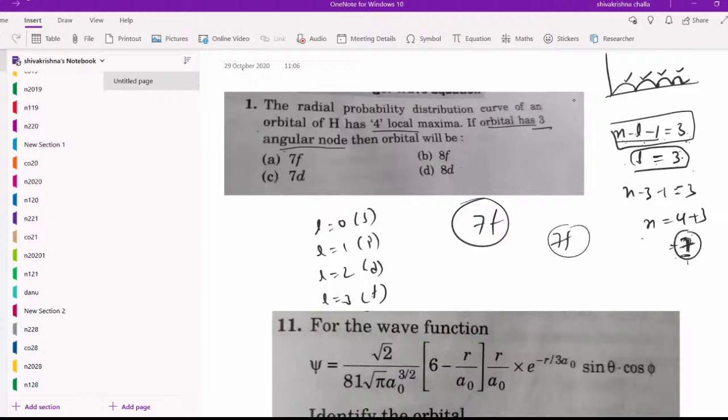Sir, how do we know that L is equal to 3, sir? L equal to 3, angular node. Number of angular nodes L equal to 3. Formula: number of radial nodes equal to n minus L minus 1. Number of angular nodes is L. L equal to the number of angular nodes. Understood?